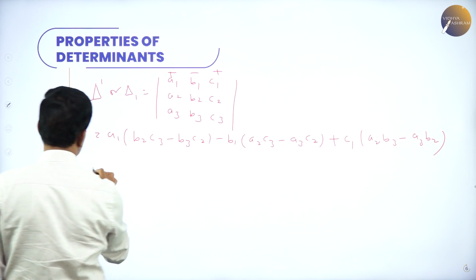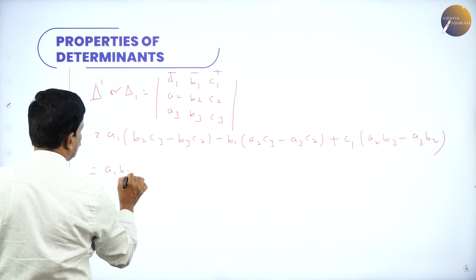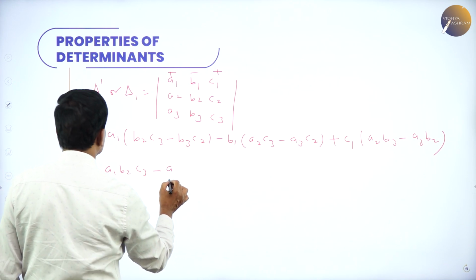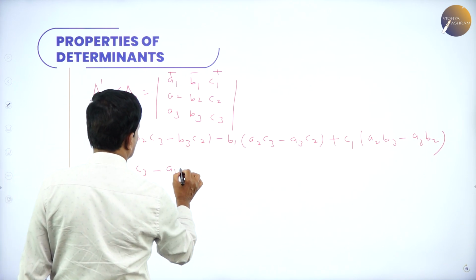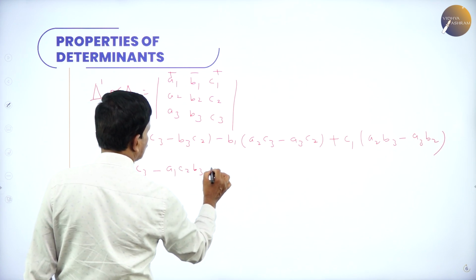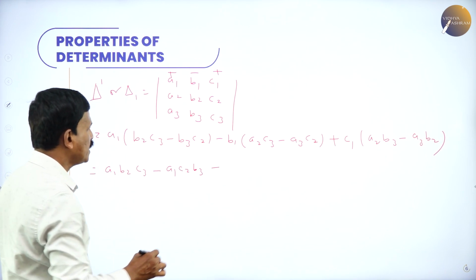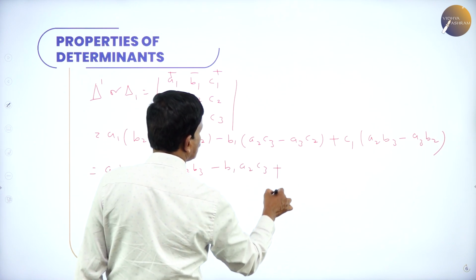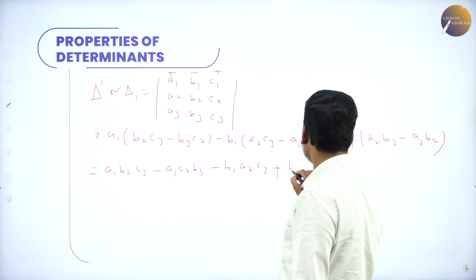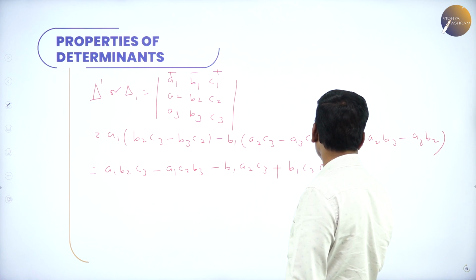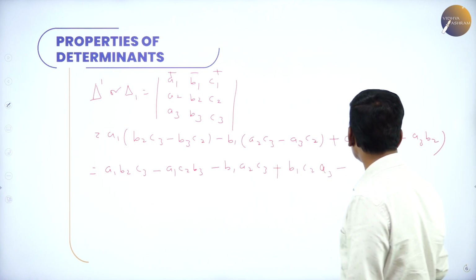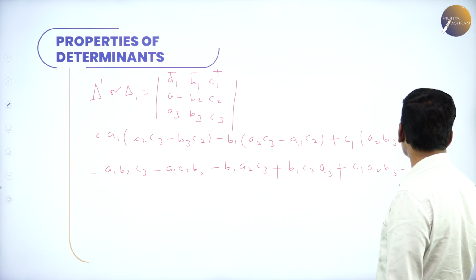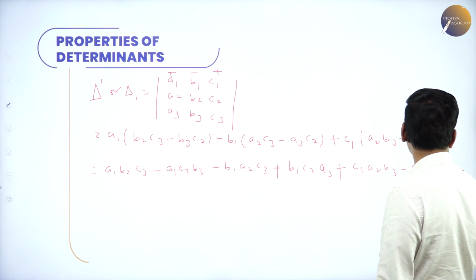If I expand this: A1, B2, C3 minus A1, C2, B3, taking 1, 2, 3 as the reference. Again minus B1, A2, C3, minus into minus plus B1, C2, A3. Again plus C1, A2, B3 minus C1, B2, A3.